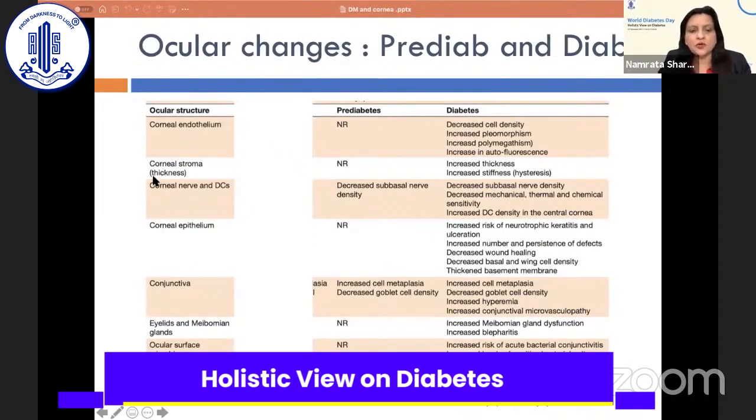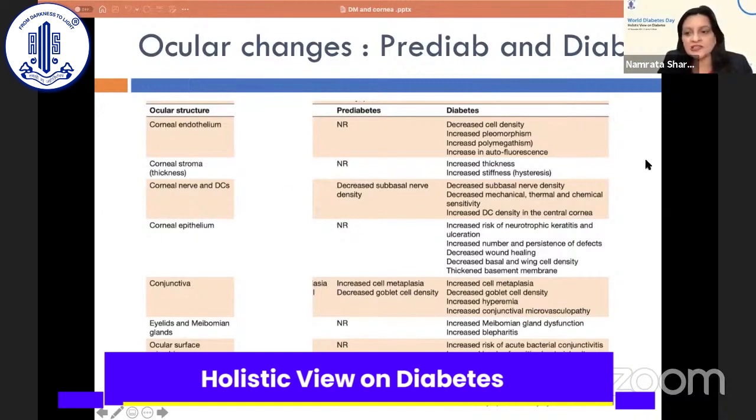So this is what are the changes which can occur at the level of the cornea, at the level of the eyelids in pre-diabetes and diabetes. So notice that everything has been reported in diabetes, which I have already summarized to you. And this is actually a single slide summary. But in pre-diabetic state, these have not been evaluated or not been reported. And that is what we need to really look at.